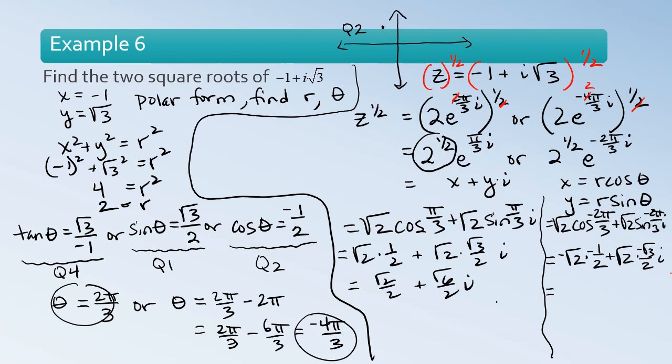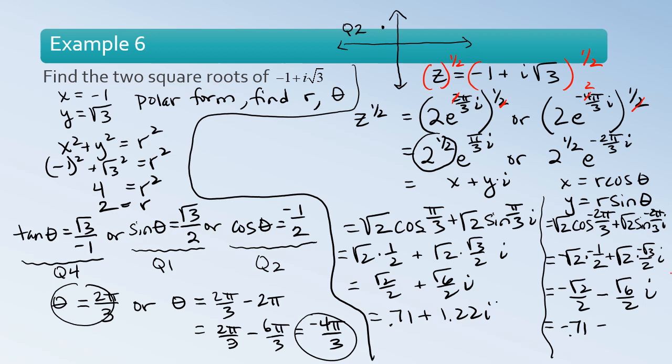And so when I multiply this all out, I get, and by the way, this square root of 2 looks like a negative, but it's just a square root of 2. I get negative square root of 2 over 2 minus square root of 6 over 2i. Now I can come up with decimal approximations to this if I want, depending on what kind of calculator you have. Yours is either going to give you exact answers, or it's going to give you approximate answers.